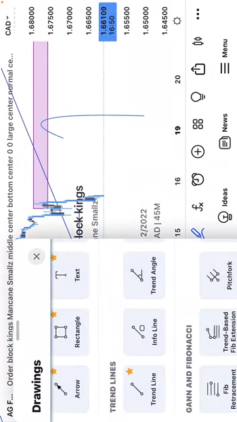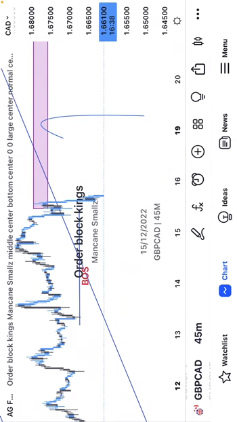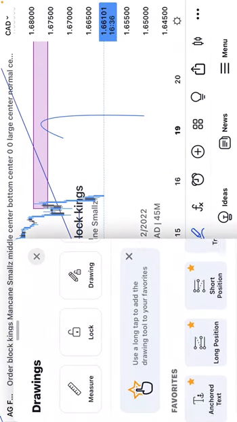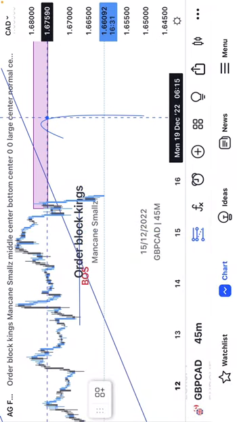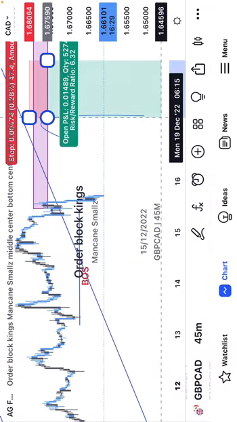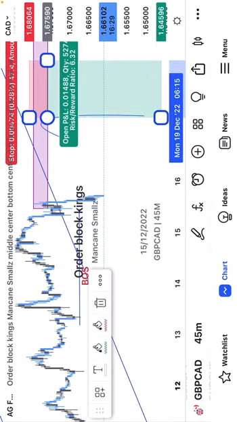As you saw, this GBPCAD has changed the market direction. I used the wrong one. It has changed the market direction. The trend has changed. On this trade, the trend has changed and now it's bearish.